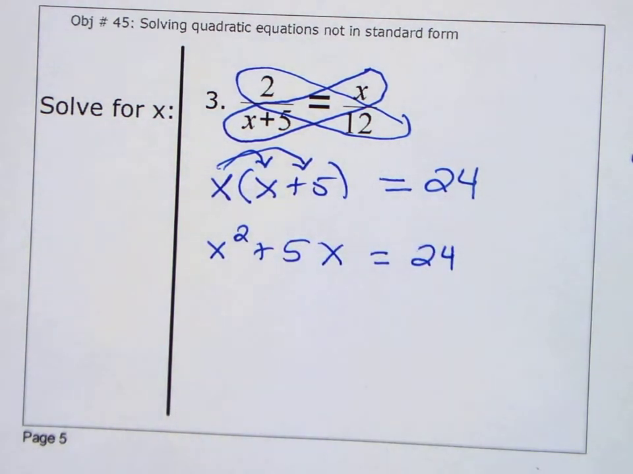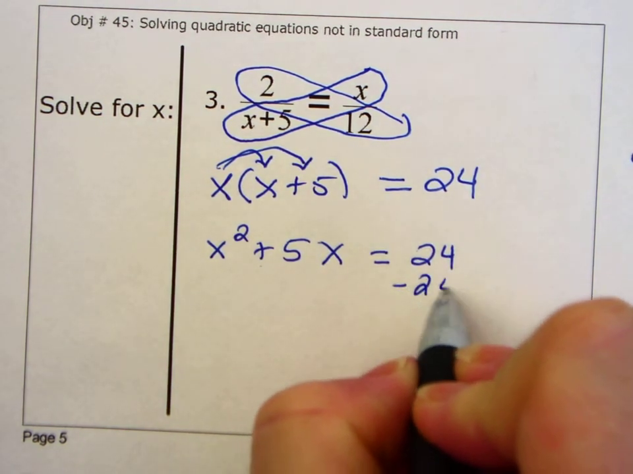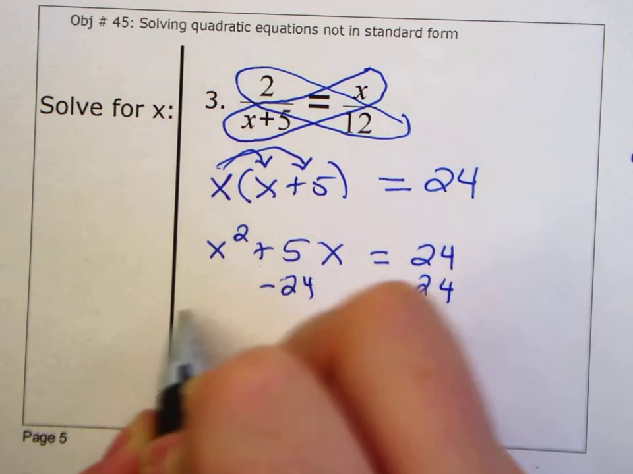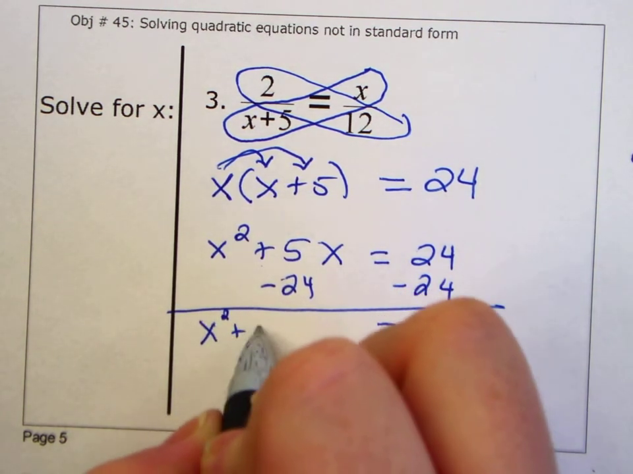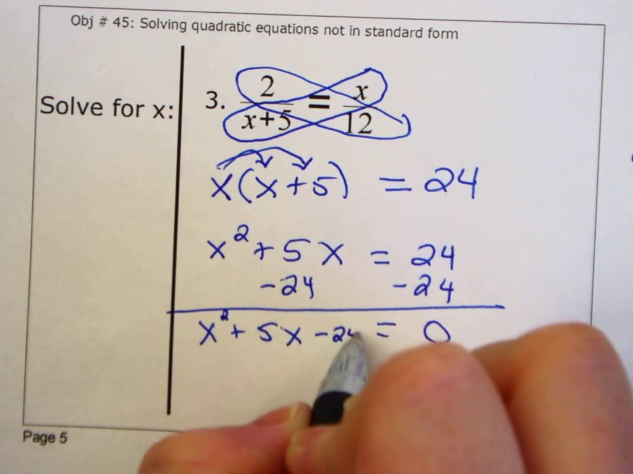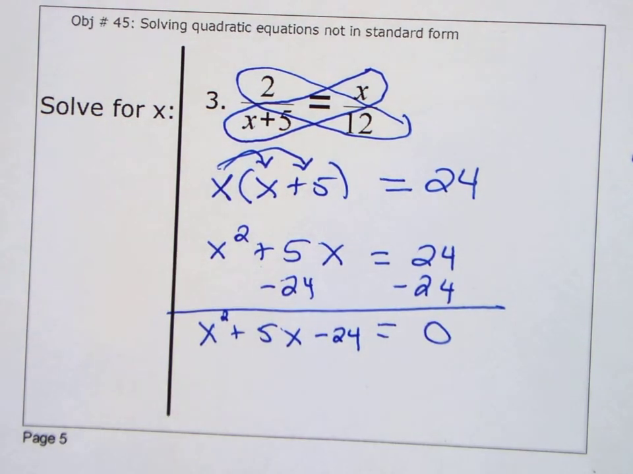Now, this is something we did yesterday. So what do I need on one side of the equal sign when I have an x squared problem? I need a 0. So I subtract 24. x squared plus 5x minus 24. Pause the video, finish it.